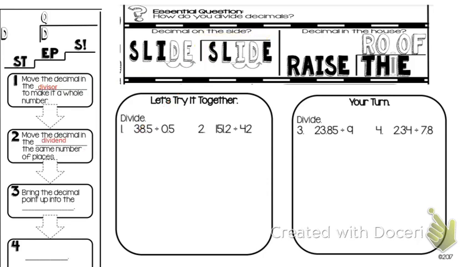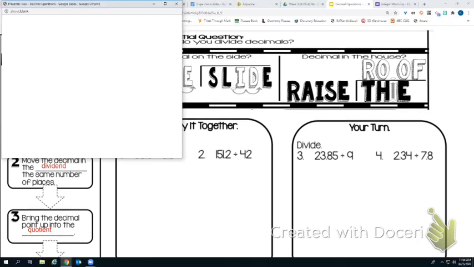All right, so then you move the decimal in the number outside of the house, the divisor, and then you move the decimal in the dividend, which is the number inside of the house, the same number. So whatever you do to the outside, you have to do to the inside. Then you bring the decimal point up to the quotient, which is just a fancy word for the answer, and then you divide like normal.